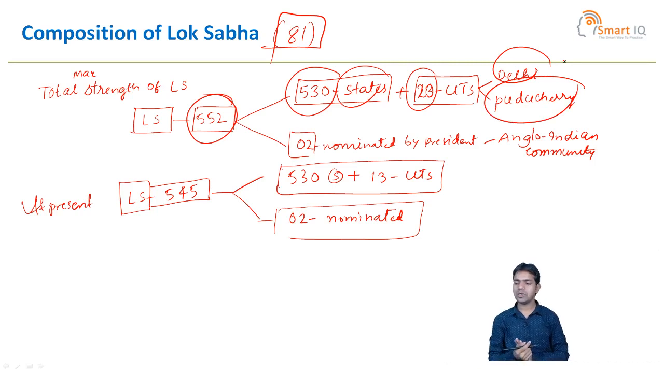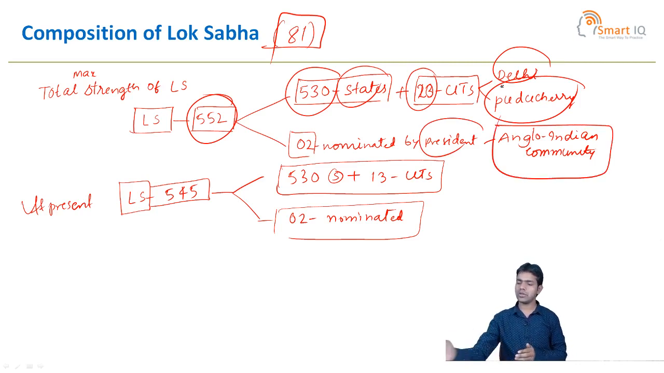Okay, and two members are nominated by the President of India from the Anglo-Indian community. Not only Delhi and Puducherry; all union territories are represented in the Lok Sabha, not only two territories.